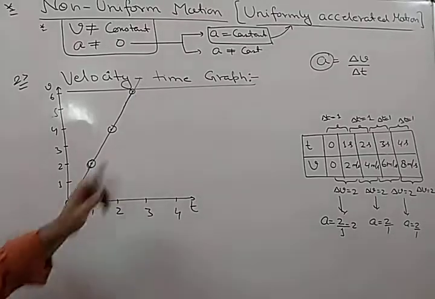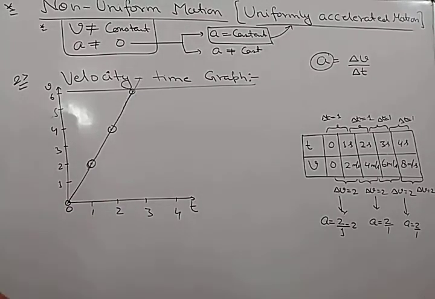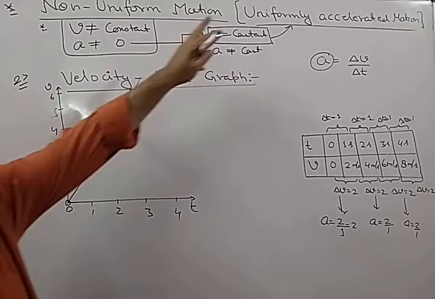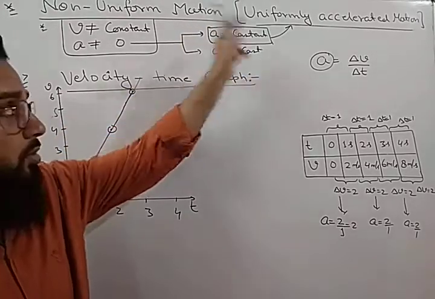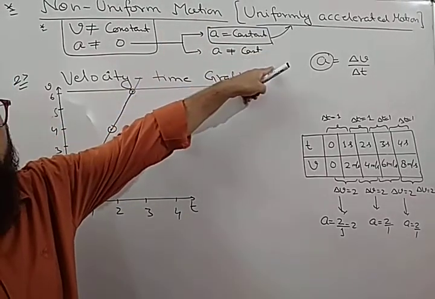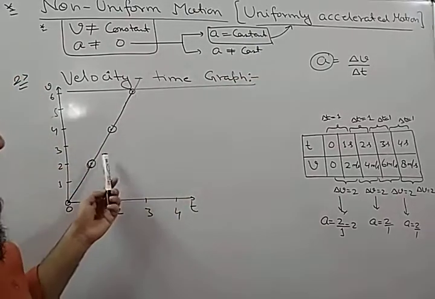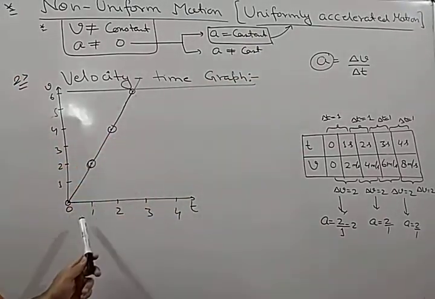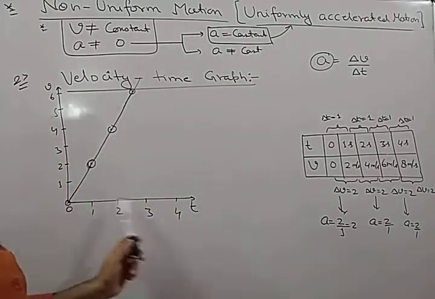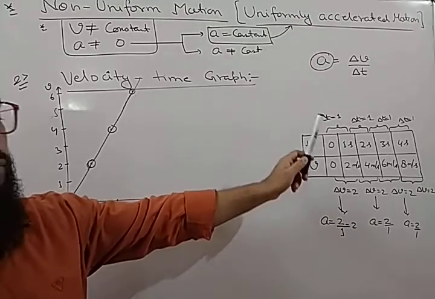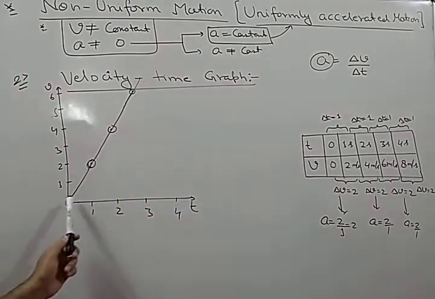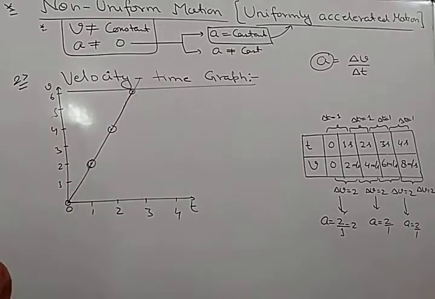Okay, so this is a straight line. It means the velocity time graph of a uniformly accelerated motion, not non-uniform motion, and the case is uniformly accelerated motion. So the velocity time graph for uniformly accelerated motion is a straight line. If the body starts at t equal to 0 with 0 velocity, then the graph will start from the origin and it will be a straight line.